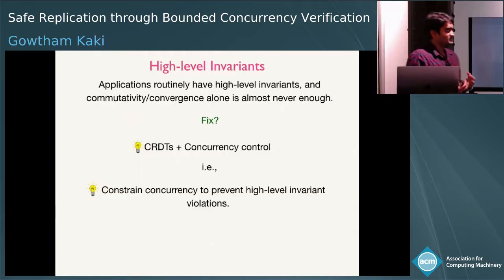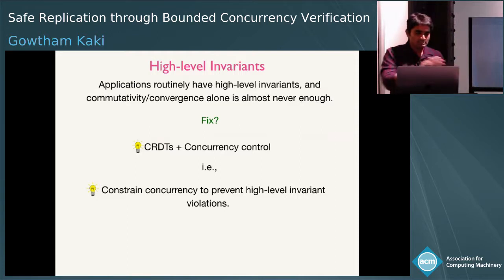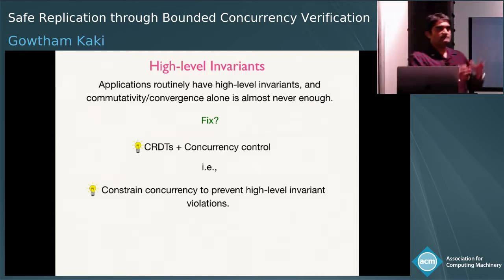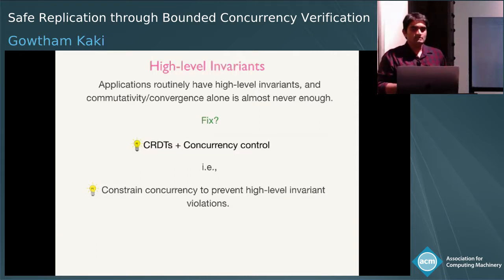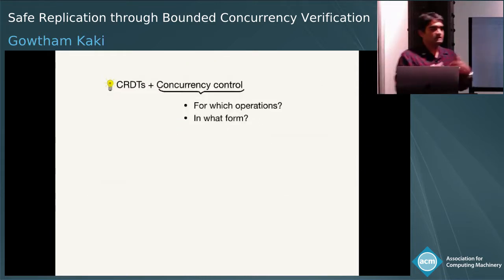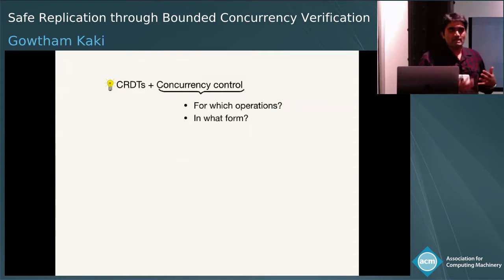Right. So what's the fix? The straightforward fix that we can think of is to extend commutativity or CRDTs with concurrency control. So we can extend CRDTs with just enough concurrency control to prevent high-level invariant violations. But how much is just enough? In particular, concurrency control can occur in various forms, and it can be applied to various operations in the application. So which among the application's operations require concurrency control, and in what form, is a tricky question.